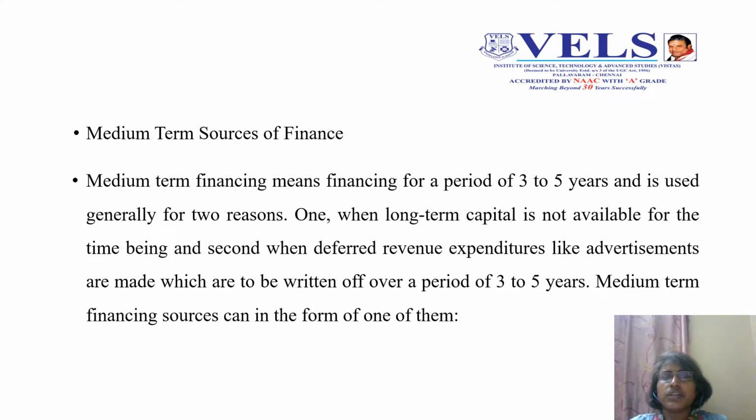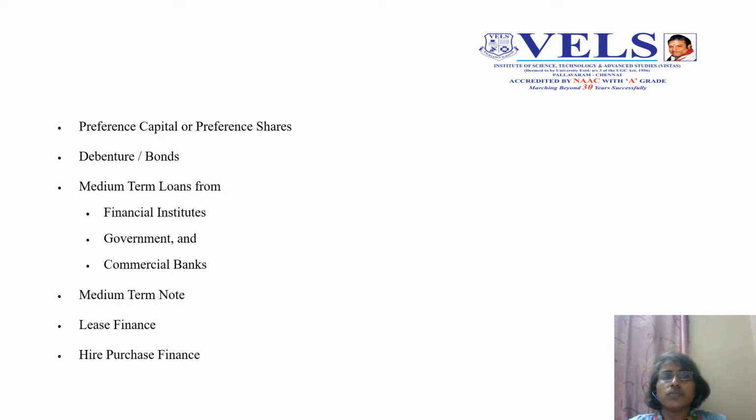So those types of finance are nothing but the medium source of finance, and what it is used for is mostly when long-term capital is not available, or for other needs which have to be fulfilled for a period of 3 to 5 years, then expenditures like advertisements. The medium source of finance is the major one the company follows, and these are all the medium-term sources of finance, which I've explained in the first slide itself.